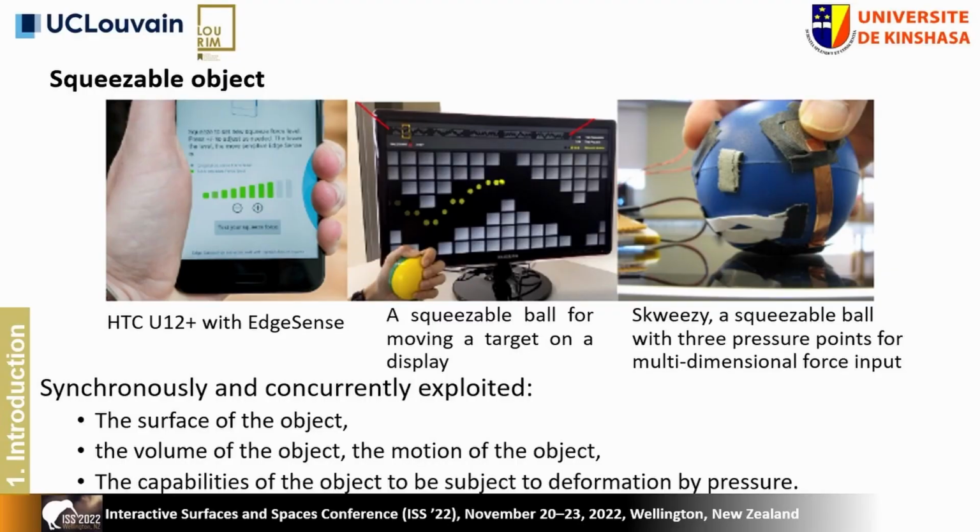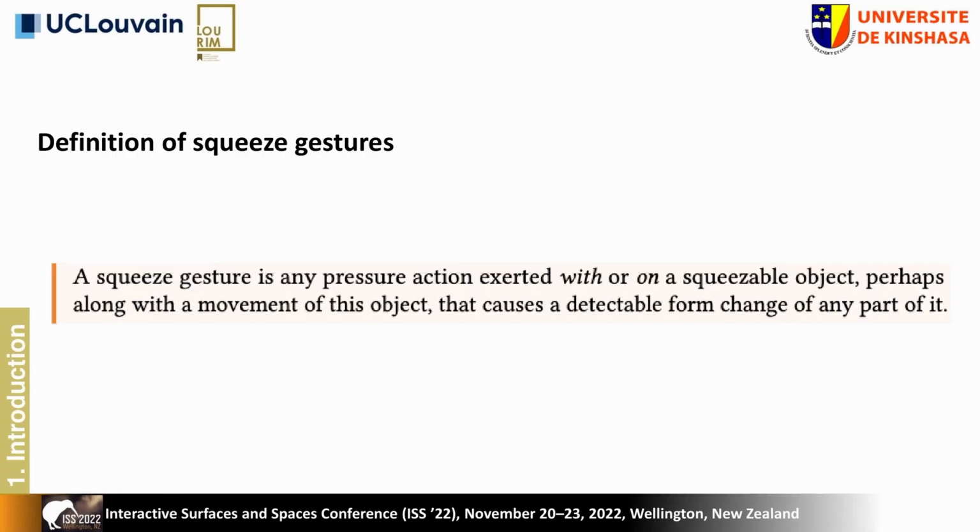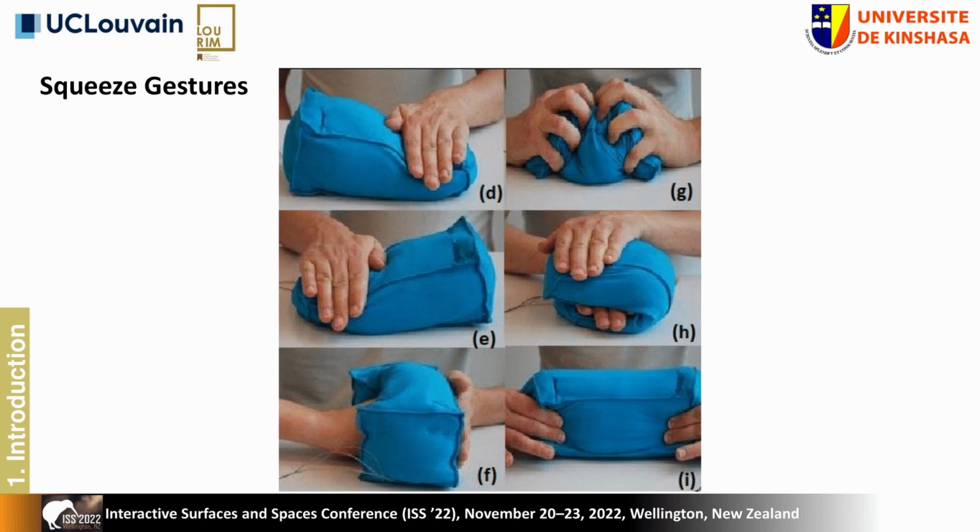To this end, four main parts of the object can be exploited: their surface, their volume, their position in space, and their sensitivity to deformation when some pressure is applied. We define a squeeze gesture as any pressure action exerted with or on a squeezable object, sometimes in combination with a movement of this object that causes a detectable form change of any part of it. They can take several forms, such as stretching, pinching, folding, or freezing.